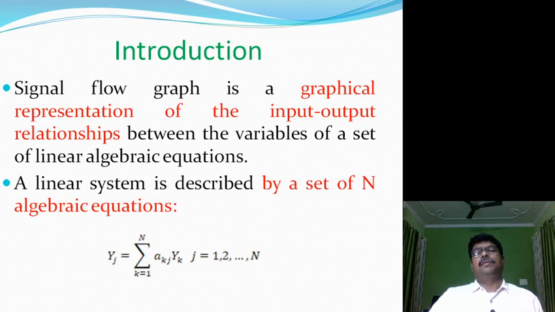So a linear system can be represented that is yj will be summation of akj into yk where k is 1 to n and j equal to 1 to n, where akj is a gain between the kth and jth node, where yj is an output and yk is the input, and between these two nodes the gain is akj, and this k can be up to n.